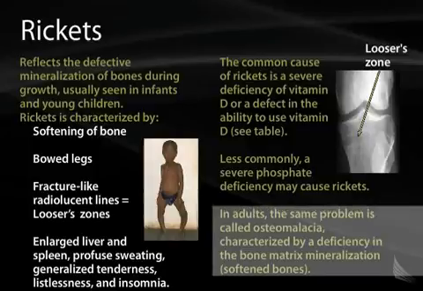In adults, the same disease is actually called osteomalacia, and it's caused by pronounced vitamin D deficiency and characterized by deficiency in the bone matrix mineralization. So these bones look more translucent than they ought to be because the mineral in the bone is not present anymore, because the vitamin D is not sufficient.